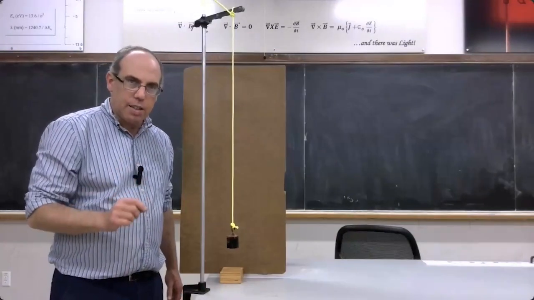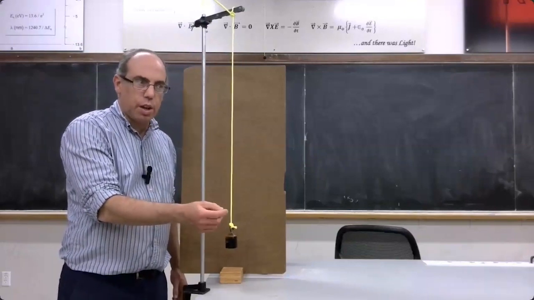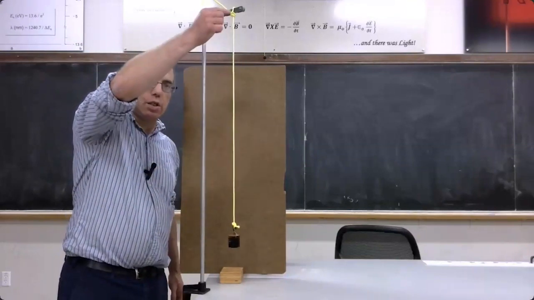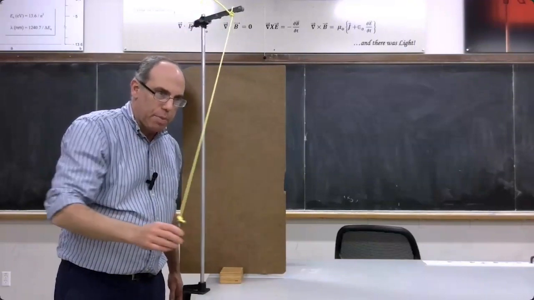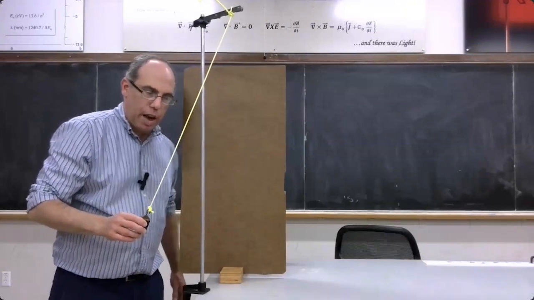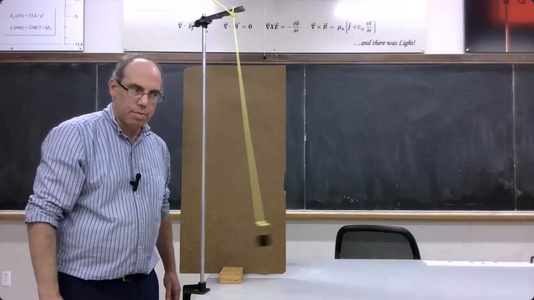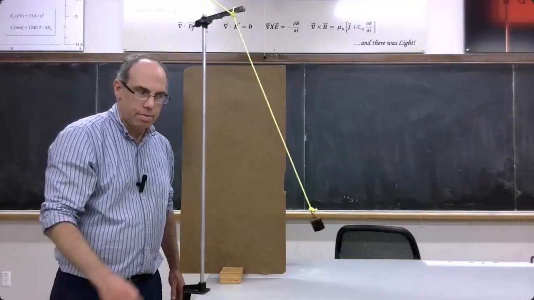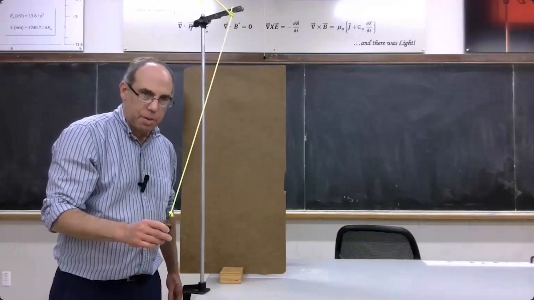For our second example of motion, I have a mass attached to a string, and then that string goes up to the support point. This time, I'm going to pull the mass to the side and release, and we're just going to watch what happens. So that was our second example of motion.